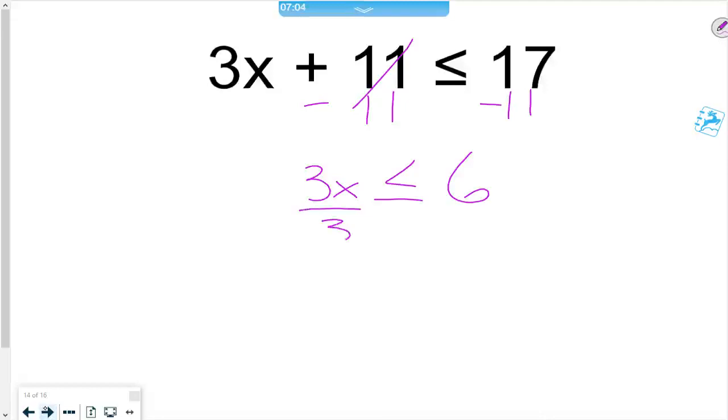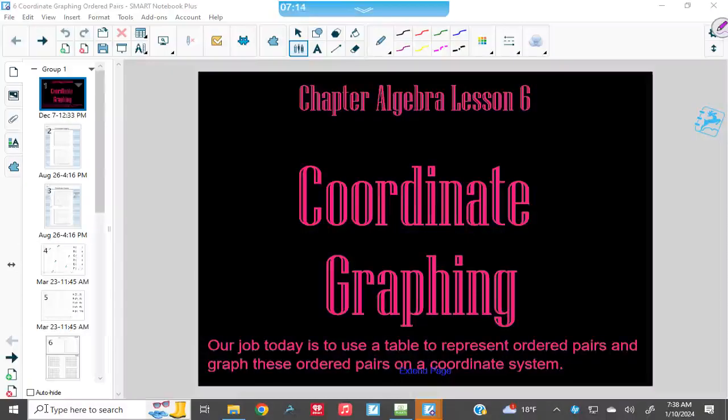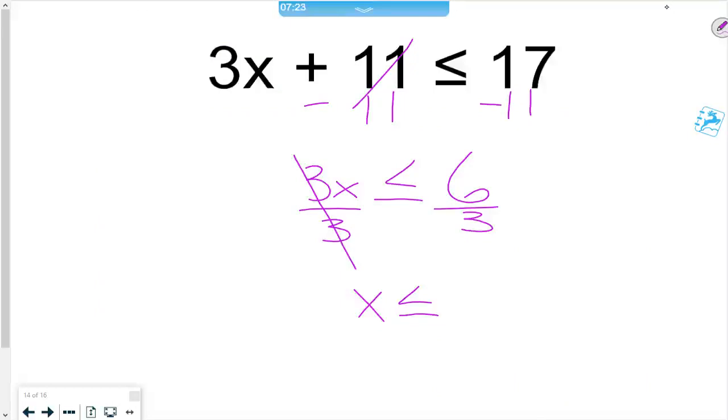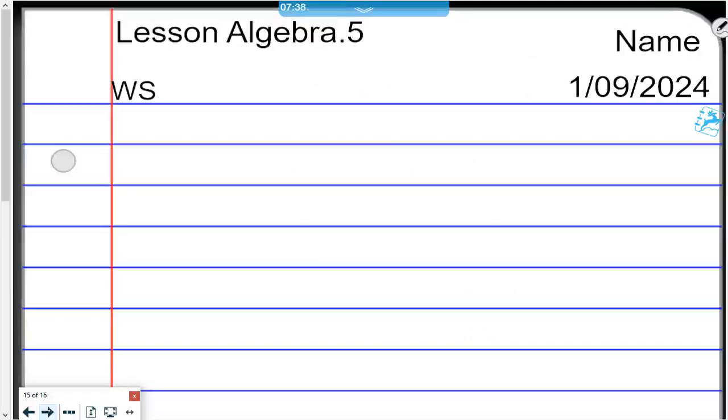I have to divide by 3, and divide by 3, so I get my x on its own. So I have x is less than or equal to... where did that come from? Less than or equal to 2. So really what we're doing with this is just adding one more step to what we've already done with our algebra. Okay?